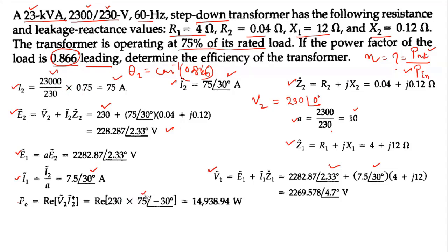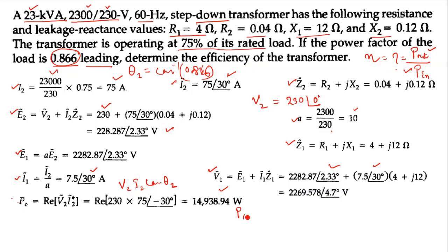By multiplying V2 and I2, I can take the real part of this. Whatever way you find, just by taking 75 VA and multiplying by the power factor, you will find this P0, because this is the real power. So it will be V2 I2 cos theta 2, that is nothing but the real part of V2 I2 star, right? That will give me 14,938.94 watt. Now I know the output power.